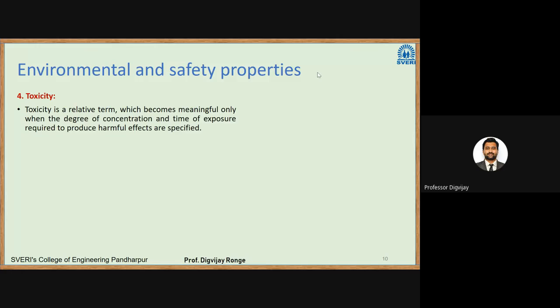Toxicity is a relative term which becomes meaningful only when the degree of concentration and the time of exposure required to produce harmful effects are specified. So how can you say that a specific gas is a toxic gas?